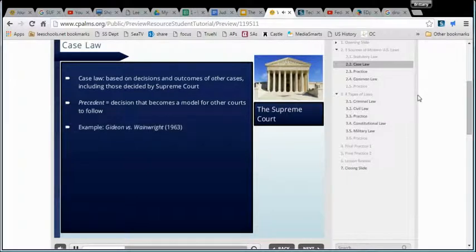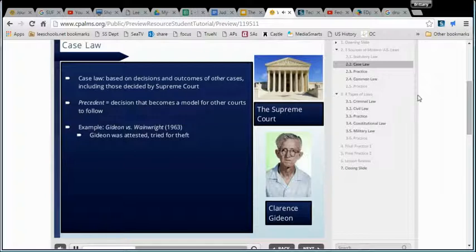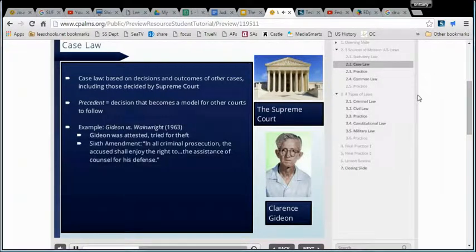A good example is the landmark Supreme Court case Gideon v. Wainwright, decided in 1963. Clarence Gideon was arrested and tried for theft. The Sixth Amendment to the Bill of Rights guarantees all Americans accused of a crime the right to have counsel, a lawyer, to help them through the legal process. But Gideon was extremely poor and he couldn't afford a lawyer, so he had to be his own lawyer in court. Not surprisingly, he lost. But Gideon appealed his case to the Supreme Court, claiming that his constitutional rights had been unfairly violated.